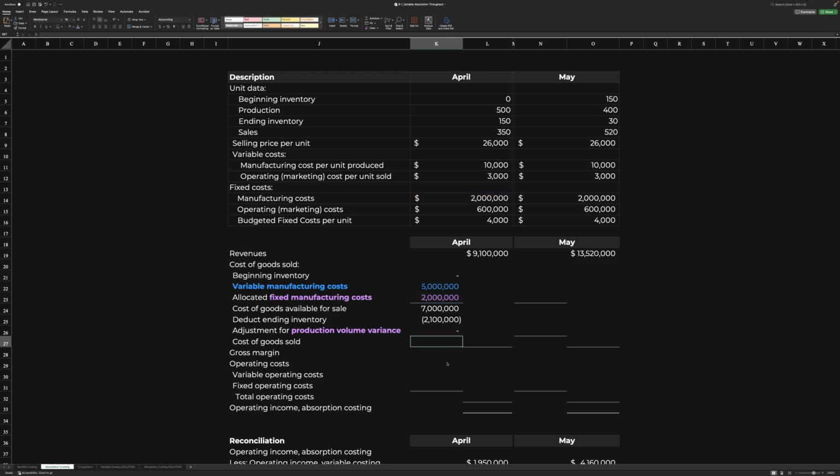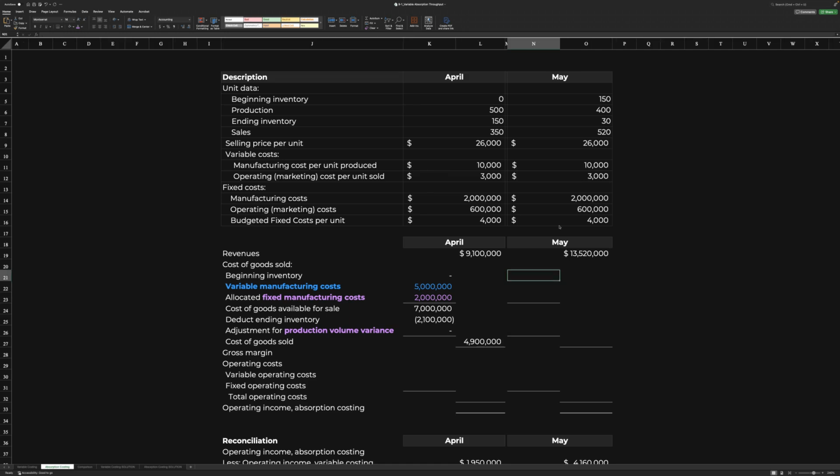We've got zero difference. What does that mean? It means their cost of goods sold is going to be $4,900,000 for April. Let's do the same for May.